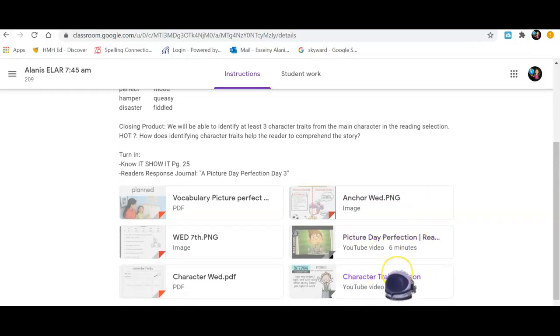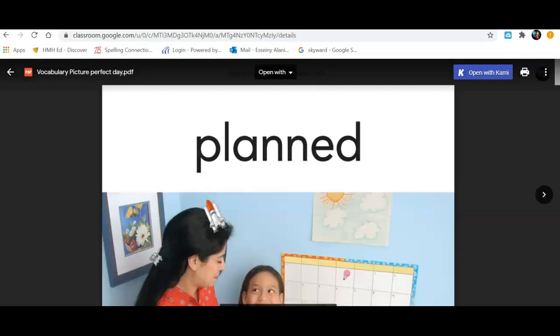So based on the video, we see that character traits are words that describe the character. They're adjectives that help us describe the character to help us understand his personality. And when you look at the character based on what he's thinking, saying, or doing, that's how you get to decide what adjectives, what describing words to use. So we have to describe the character based on what he's doing.